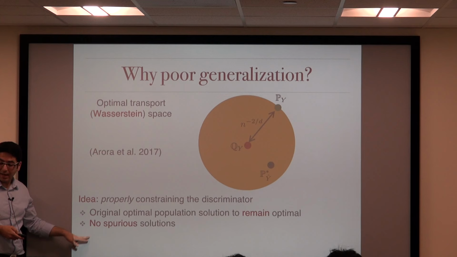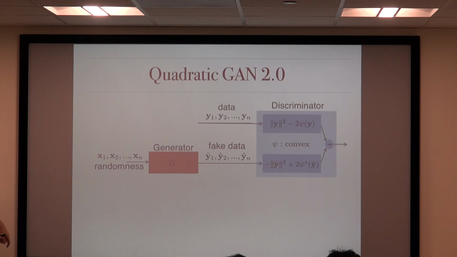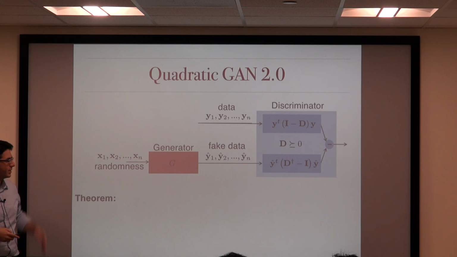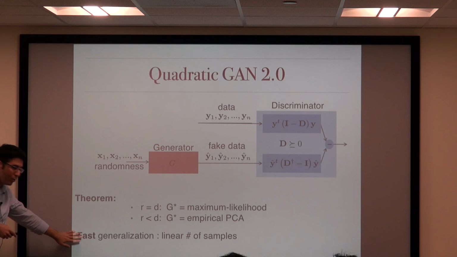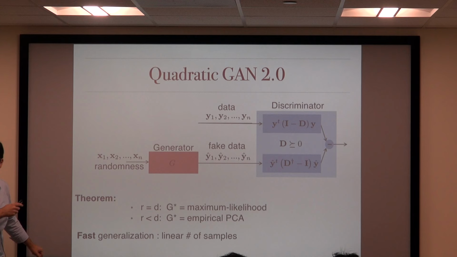And it turns out that in this case, instead of looking at all convex functions, you can restrict your discriminators to only convex quadratic functions, having those two properties satisfied. This is a quadratic function, and you can write that in a simpler form as this. And this is the architecture that we started from. You see there is a pipeline that gave us this architecture. Again, it maintains the solutions that we wanted: the maximum likelihood solution in the full dimension, the PCA solution in the low dimension. But the most important thing is that now it has a fast generalization rate. The number of samples I need is linear in the dimension that I have.